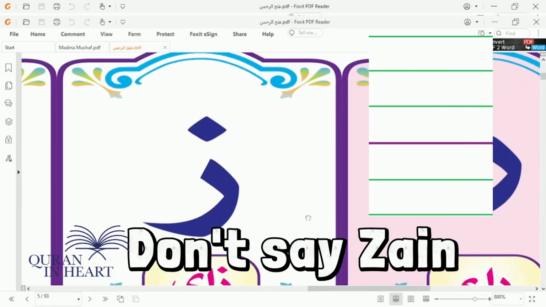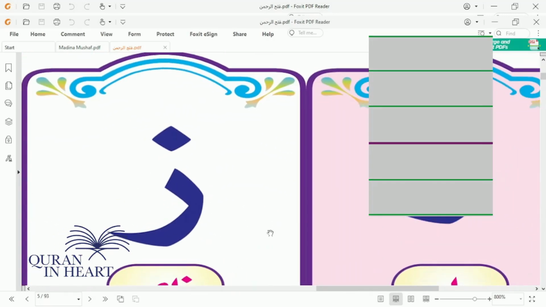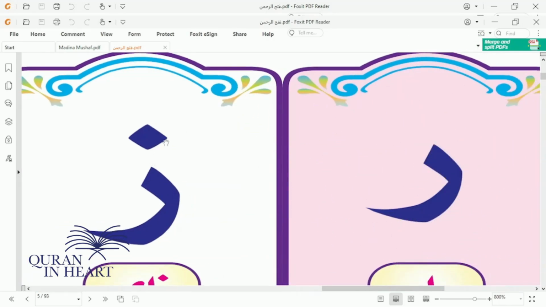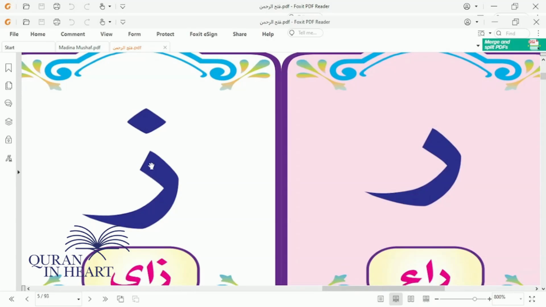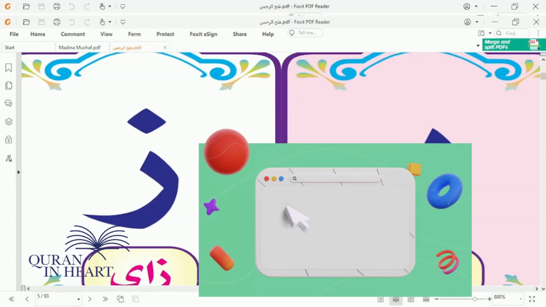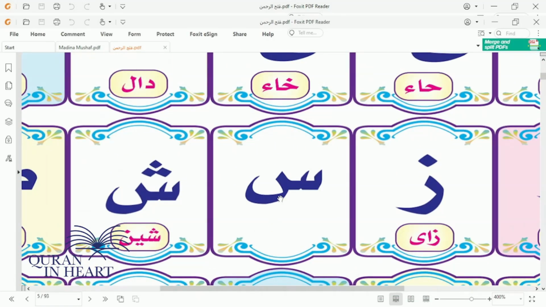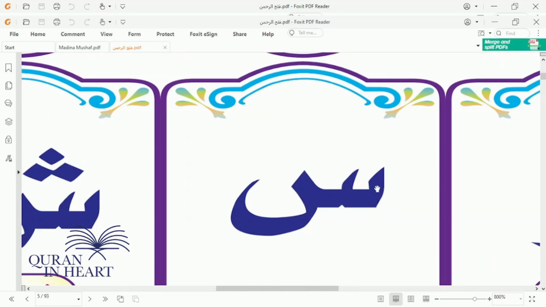This is the letter Zai. The difference between Ra and Zai, as you see here, is again the dot, which helps you know which one is Zai and which one is Ra. Zai has one dot over it. Good. Let us move on.